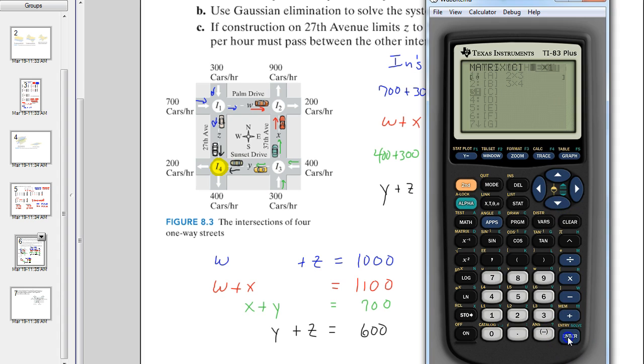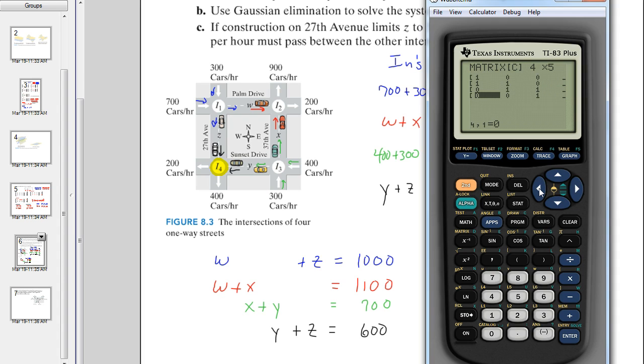So I'm going to come down here to C, since we haven't done one of those yet, and I'm going to type in all of these variables. I've got it set up in my calculator. There's a lot of zeros in here because of the fact that we're skipping. So we have a W, there's no X, there's no Y, then there's a Z equals 1,000. Second row, there's a W and an X, but there's no Y, there's no Z equals 1,100. And then there's no W, but there's an X, a Y, but no Z equals 700.